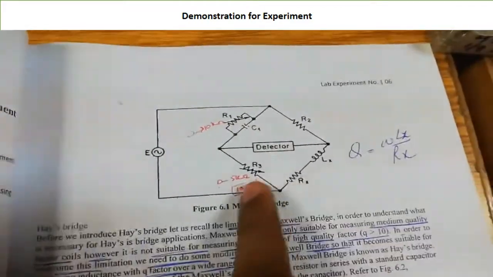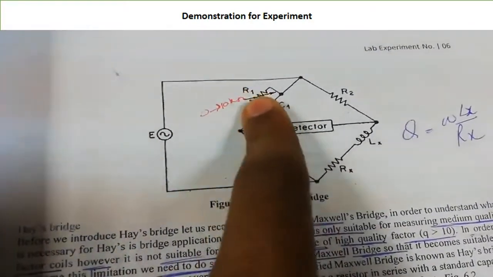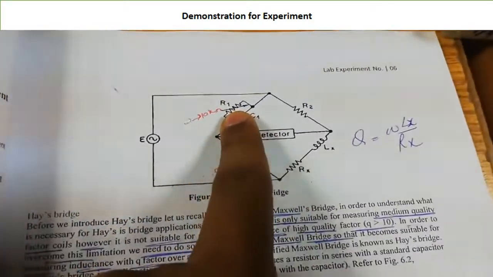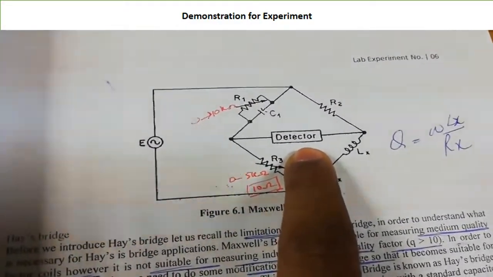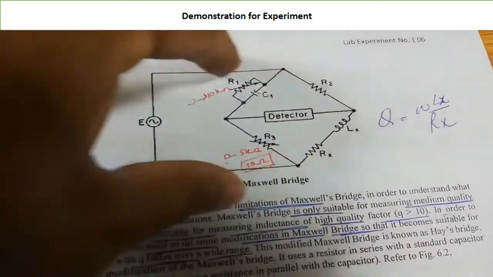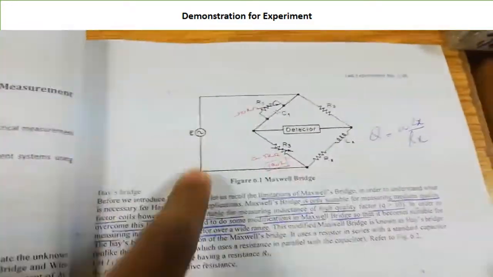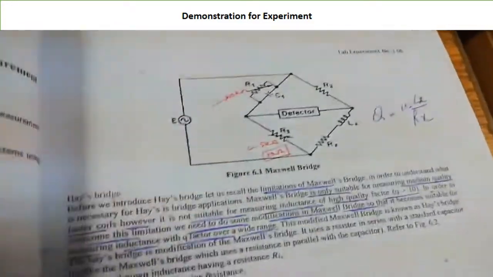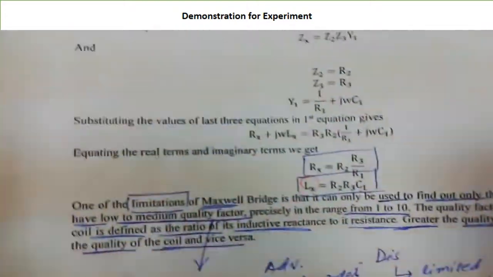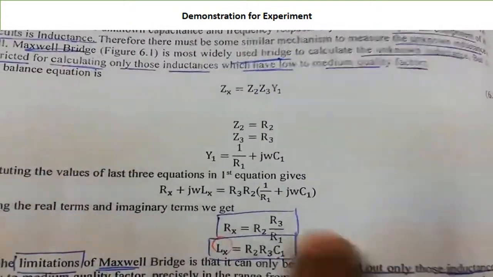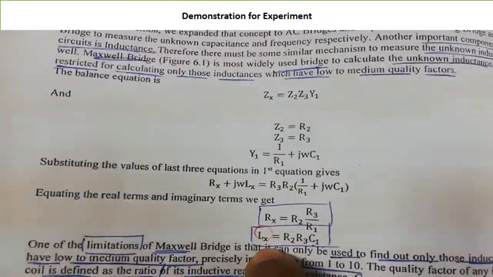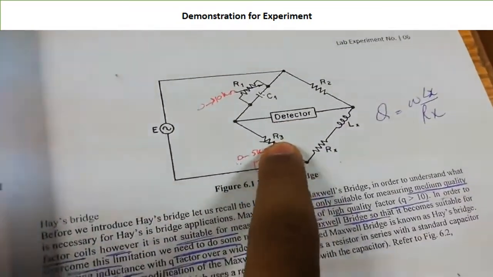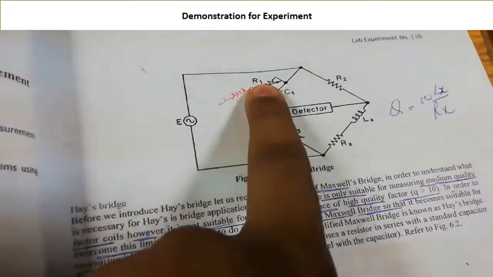First of all, we will implement this circuit on the breadboard, and we will find out the value of R3 and R1, and then R2, R3 and C1. You can observe this is our circuit implemented on the breadboard according to our circuit diagram. Our capacitor with two variable resistances and inductance, and 2 fixed resistances.